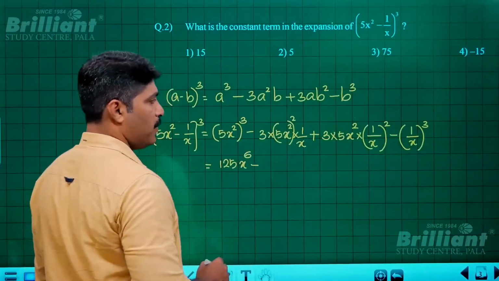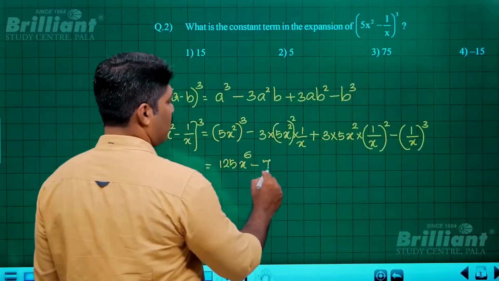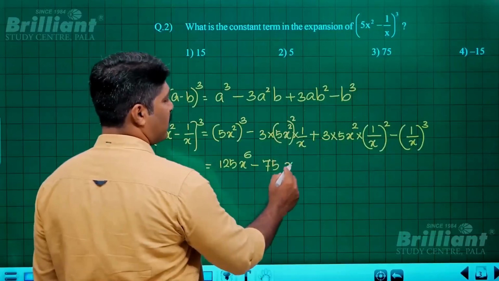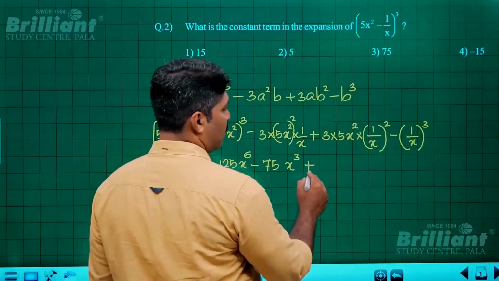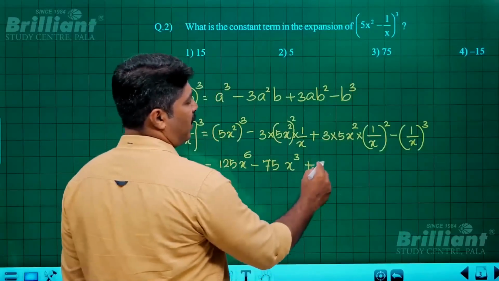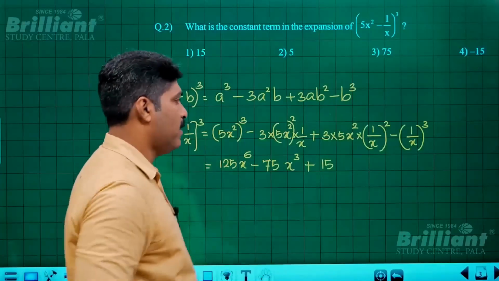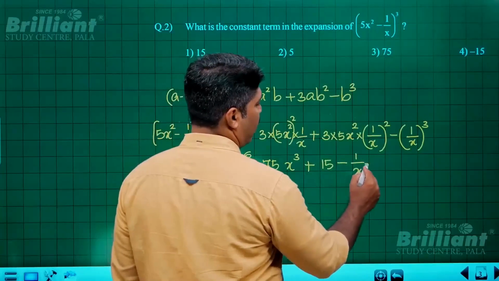This is equal to, so what is 5 square? That is 25, 25 into 3, so that is 75. So this is x raised to 4 by x, which is equal to x cube. And the next value, plus, here 3 into 5, 15, x square and 1 by x square become eliminated or simplified. So minus, this is 1 by x cube.